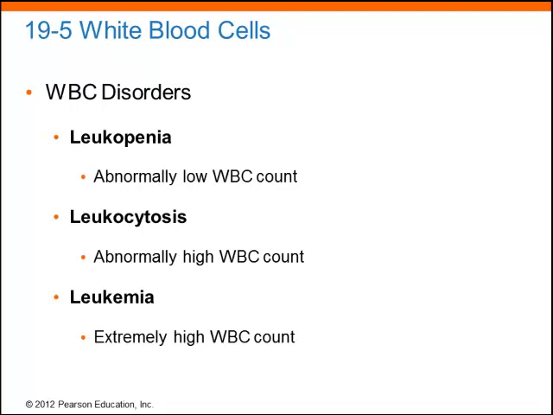Here are 3 terms for you to remember associated with abnormal numbers of white cells. Leukopenia, anytime you see penia at the end of a word, it means deficient. Leukocytosis is an abnormally high count. Leukemia, you don't just see an extremely high white blood cell count, you tend to see abnormal cells such as the immature cells out actually into the circulation.